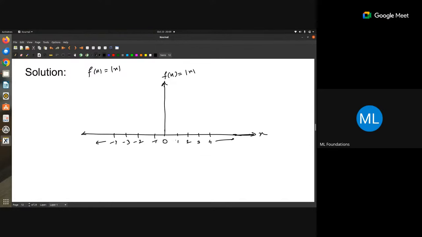Okay, now how will it look? This function will look like this. At x equals 1, what is it? 1. So it's a line, like a 45 degree line, 45 degrees from both sides. And this side, same. Okay, so if you look at this point.